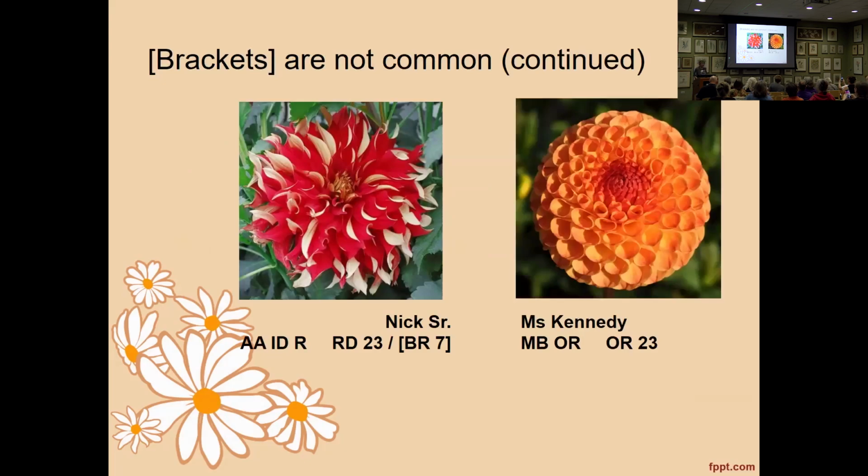This is Nick Sr., which has an AA ID red, which is red 23 because red is the predominant color, and bronze 7 in brackets because that's the reverse. Miss Kennedy is a miniature ball orange and is just orange 23. I think there's a little bit of reverse color on that, but it's not real obvious.